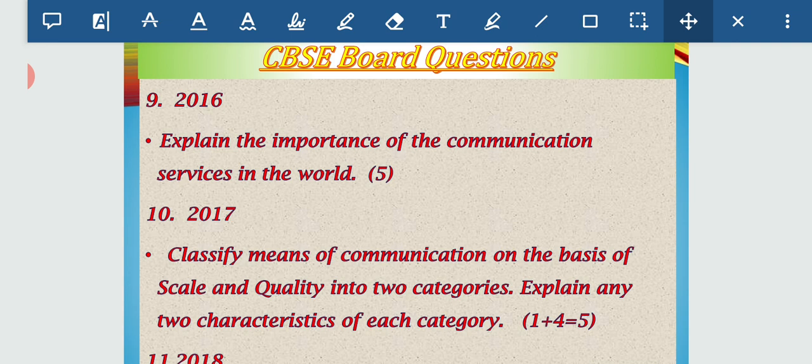But mass communication is there within the society, within different categories of people, to make the society aware and to spread messages to the society, and it leads to the development of the economy. So, the categories are personal and mass, and you can write the characteristics in this order.